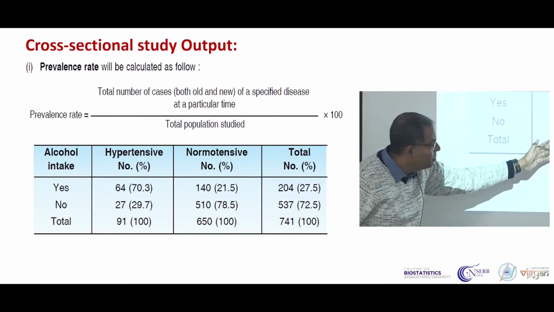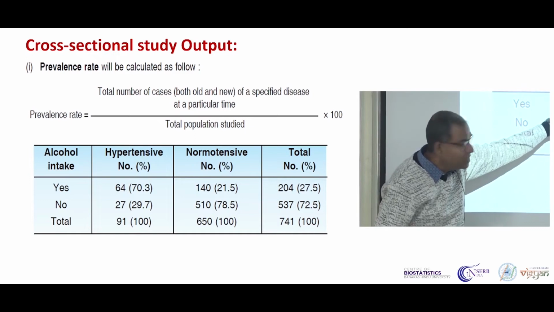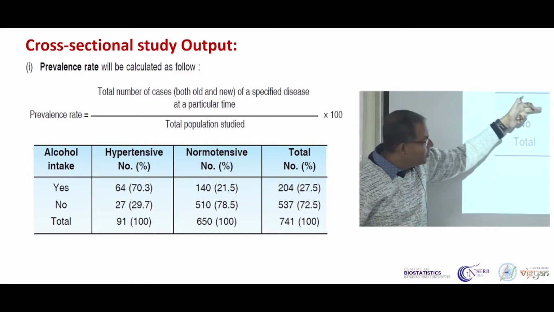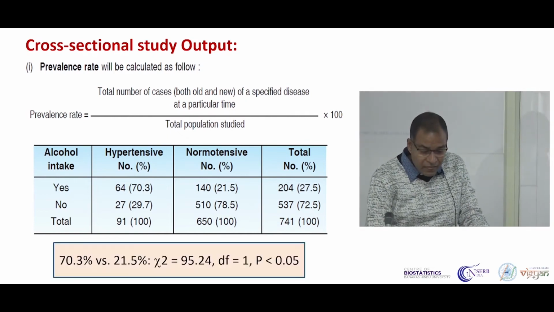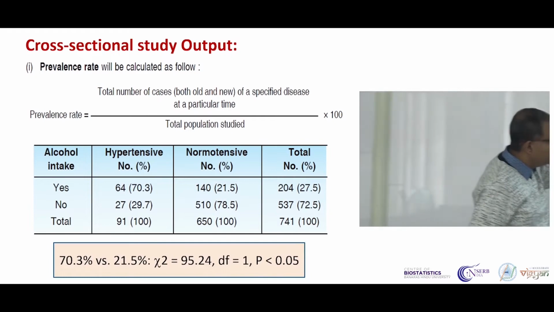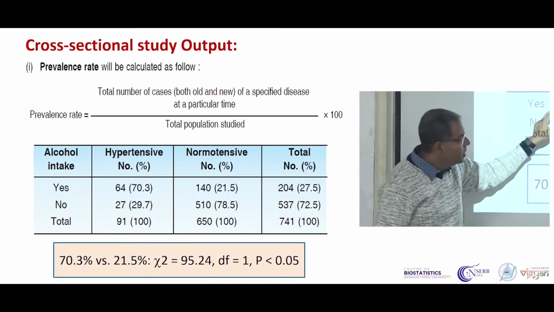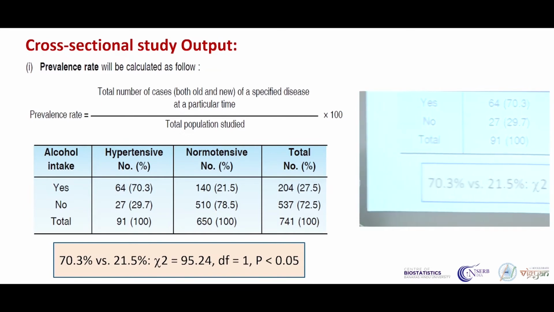And I have done the column percentage because I was interested to see out of hypertensive, how many of them were exposed to alcohol intake. So that was my intention. And I have found that 70.3% of the diseased were alcoholic, vis-a-vis 21.5% of the non-diseased.